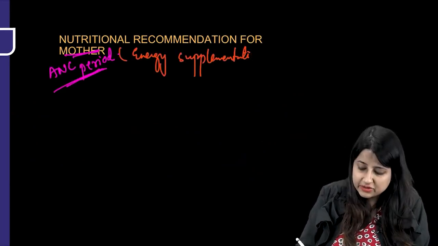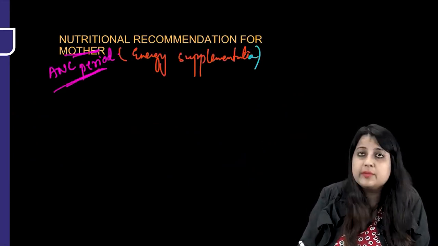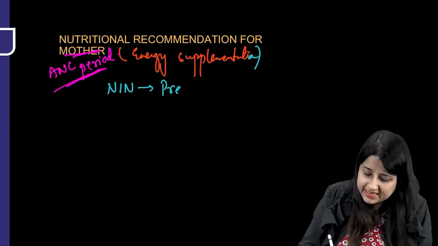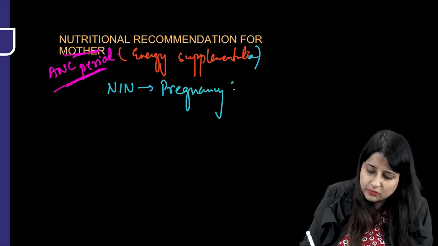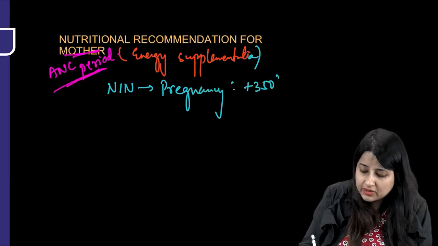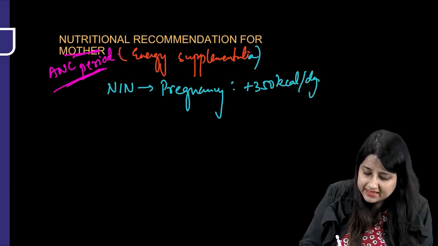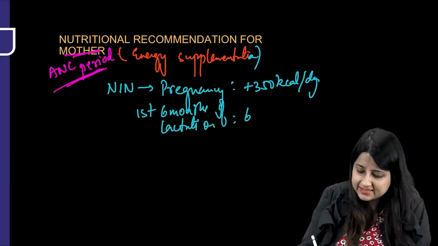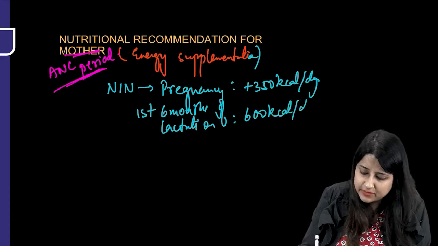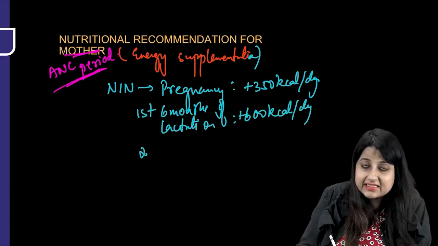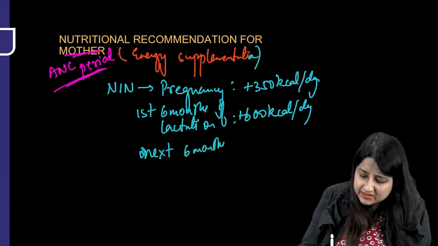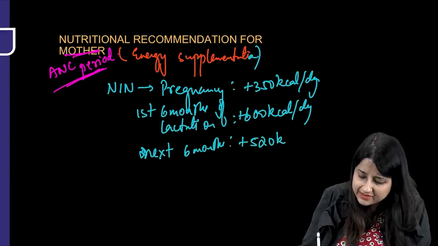So let's talk about the energy supplementation in the antenatal period. According to the National Institute of Nutrition, in pregnancy the woman should take how much? Plus 350 kilocalories per day. Then in the first 6 months of lactation, plus 600 kilocalories per day. And in the next 6 months, it is plus 520 kilocalories per day.